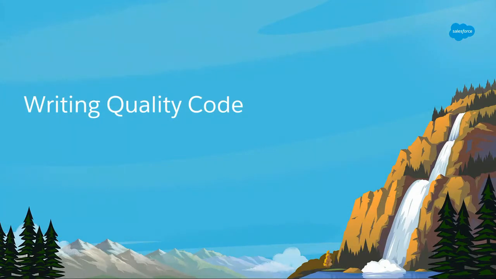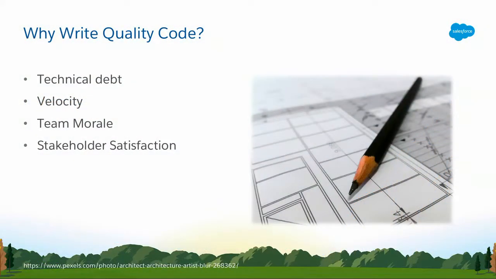So once we completed our transition to Salesforce DX, we changed our focus to quality standards. Writing quality code can be an elusive goal. First, we need to understand the why of writing quality code. So there are four main ideas that I've identified for writing quality code.